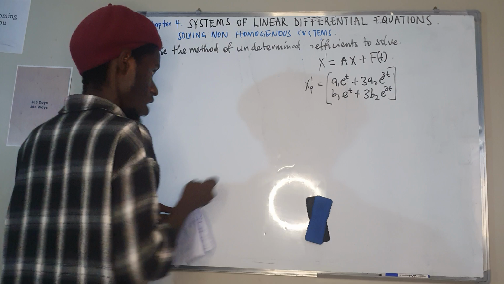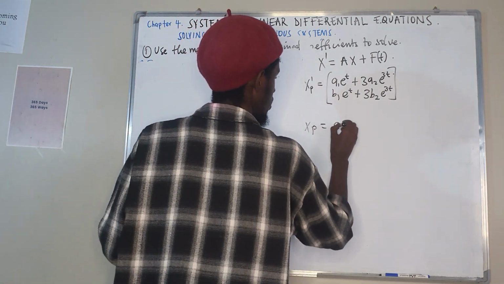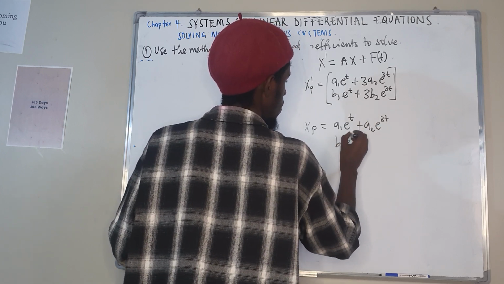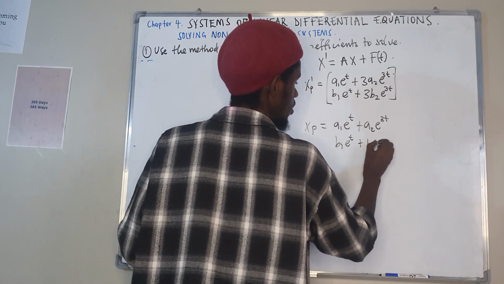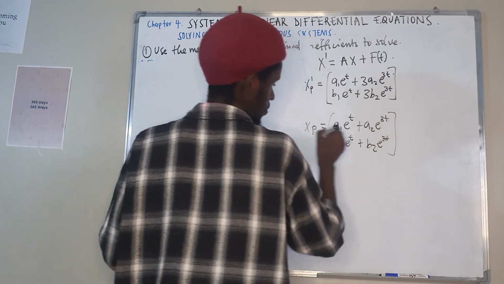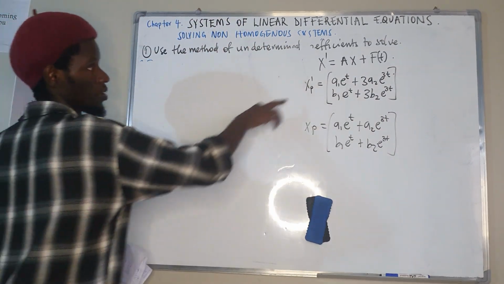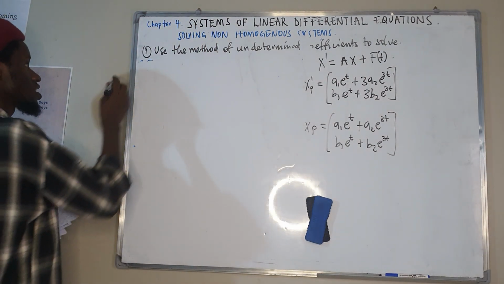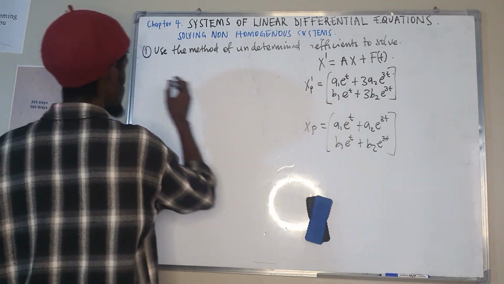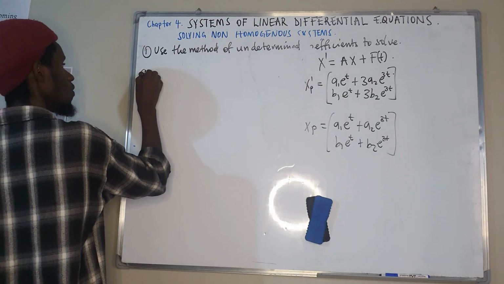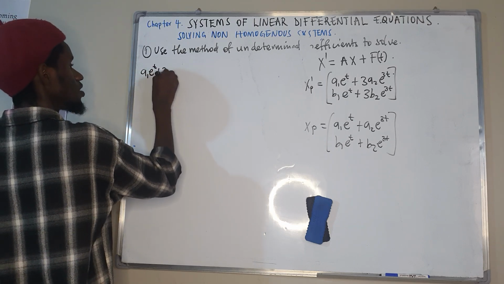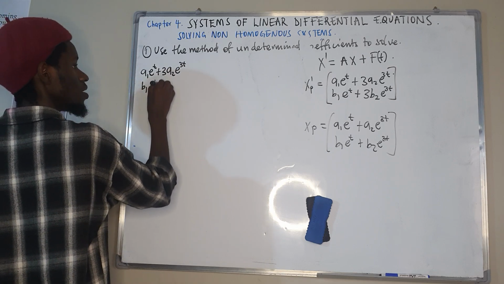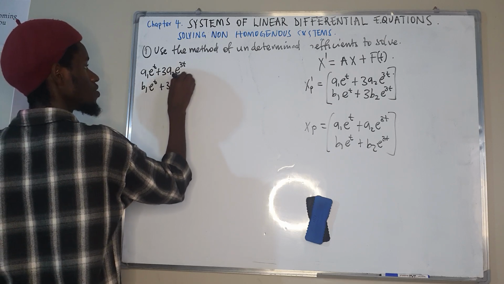So we had our x_p. Our x_p was originally like this: a1 e^t plus a2 e^(3t), then b1 e^t plus b2 e^(3t). This is my x_p I had originally, and then this is my x_p'. Then I want to feed this into this equation which we had at the start. Now for me to feed in, the first derivative x_p' is the same as a1 e^t plus 3 a2 e^(3t), and b1 e^t plus 3 b2 e^(3t).